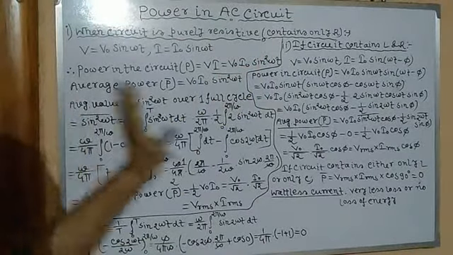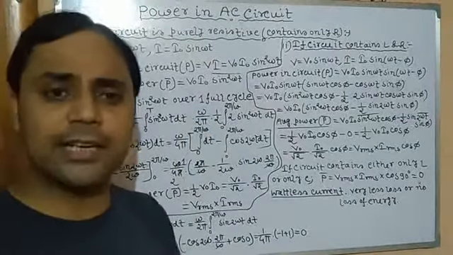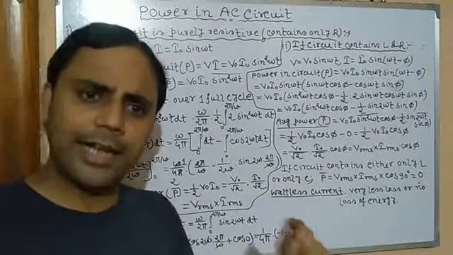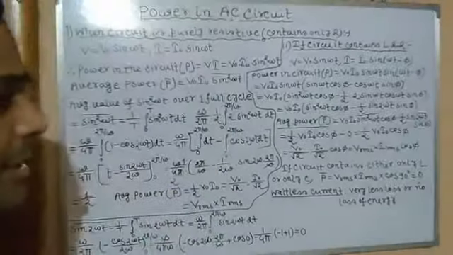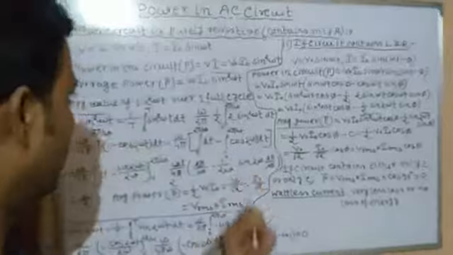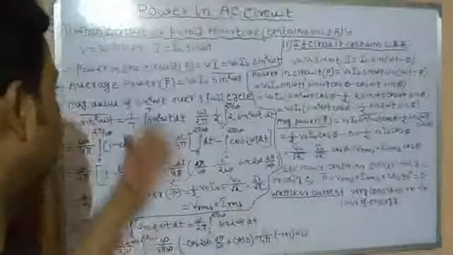Now the power in the circuit is called the instantaneous power in the circuit. Instantaneous means at any moment, any small moment. It's not for the entire circuit, okay? It is at a certain value, at any certain moment. We can say it is the momentary power in the circuit.